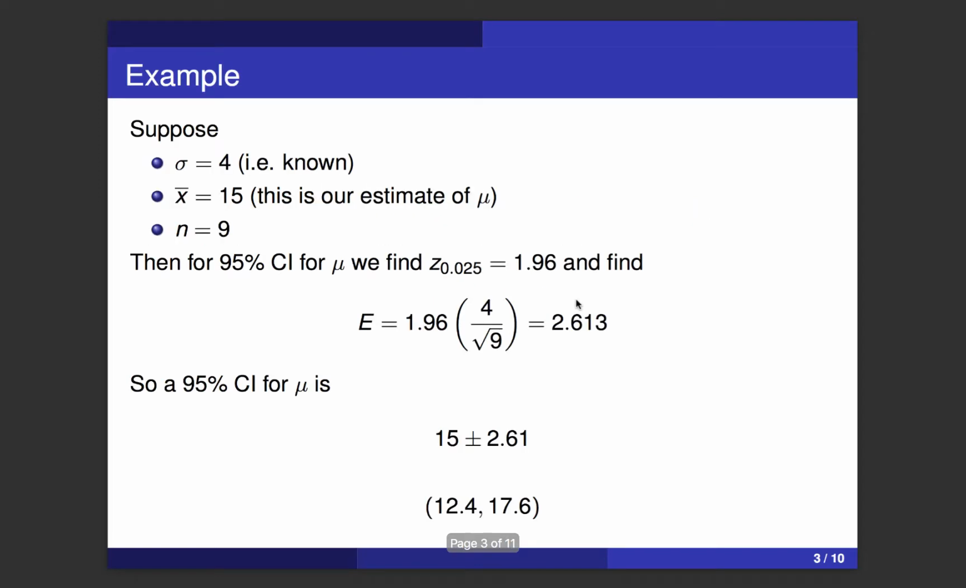As a quick example, suppose we know what sigma is and we found x bar based on our sample, and the sample size was 9. If we want a 95% confidence interval, we look up in the table and find z equal 1.96, and we find our error, and so here's our 95% confidence interval. It's 12.4 to 17.6.